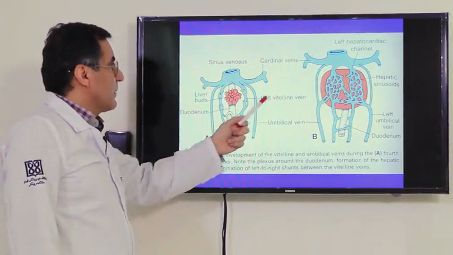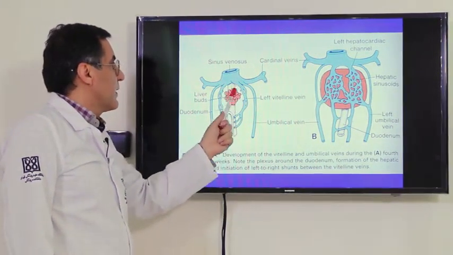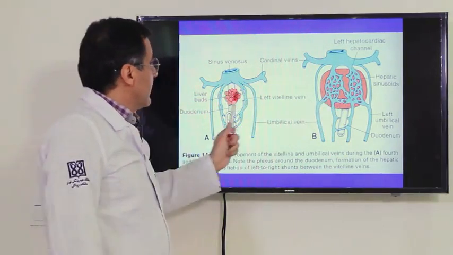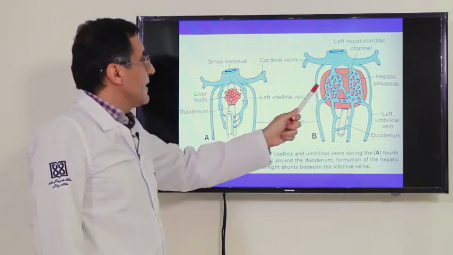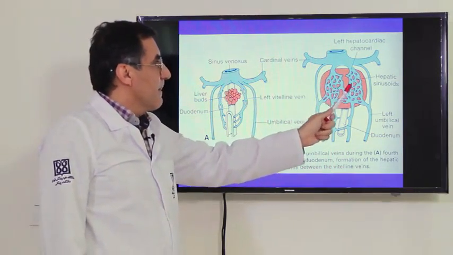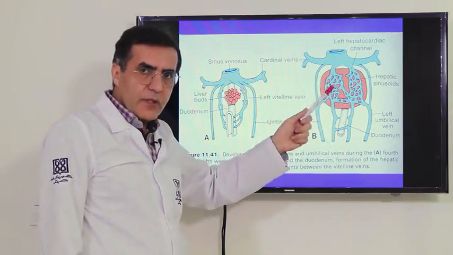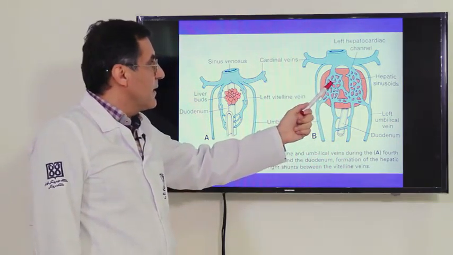After a short time, you can see that this bud becomes larger and larger, and merges and combines with the vitelline veins, making the sinusoids. The special vein in the liver is called a sinusoid. The GI tract veins you read about are made by the vitelline veins.